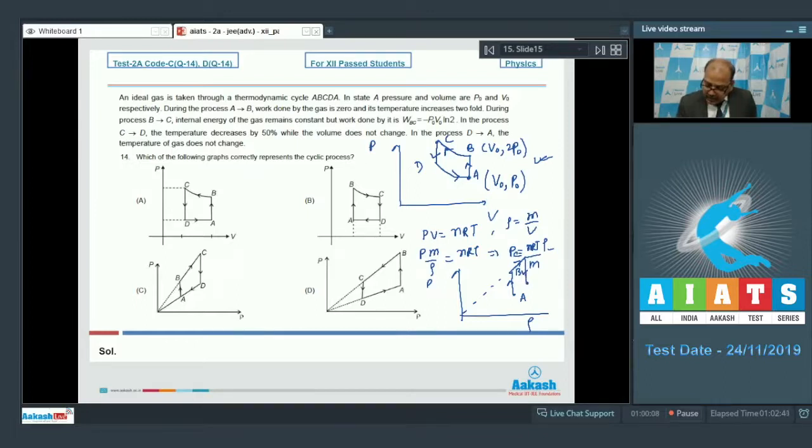And DA is again an isothermal process. So this will be a straight line, and when extrapolated it will pass through the origin. So if we look at options C and D, we can see that this is matching with option C and not with option D. So option C is correct. We can now go to the next question.